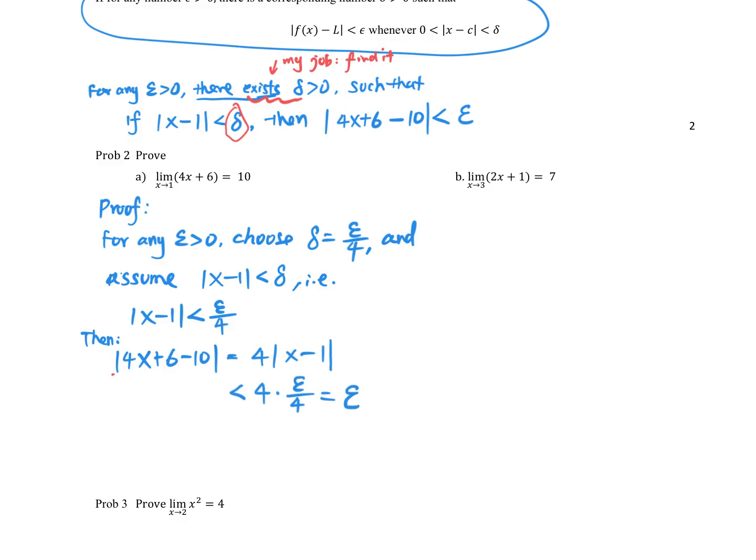Now, take a look at what we start with. This is what we have, less than epsilon. Isn't that what we want to establish? So |f(x) - L| is less than epsilon, and epsilon is any arbitrary quantity that you specify. So you see that I proved that as long as I can make x close enough to 1, this will happen. Therefore, I can conclude that the limit as x approaches 1 of 4x - 6 is actually equal to 10.